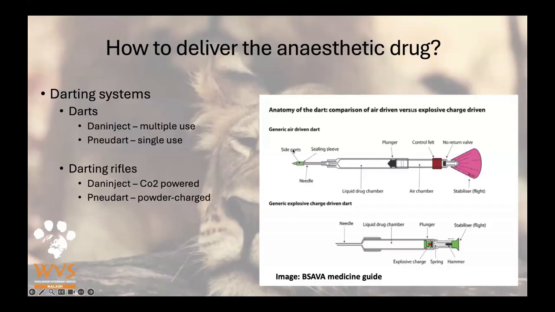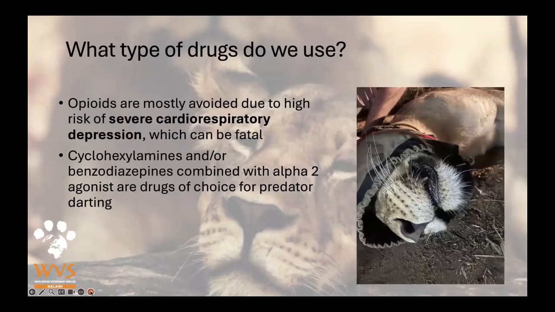So those are the two major systems that we're using, and then the darting rifles, as Isaac has touched on: the Dun-Inject is CO2 powered, and the new dart is powder charge. Those are the two important darting rifles. When it comes to selecting the correct dart, it's about the needles, the dart size, and the dart type that you're choosing. Then you look at the needle length and thickness, and usually what we use is barbed needles. That means when the dart hits, it stays in the animal because the barb prevents it from falling out again straight away.